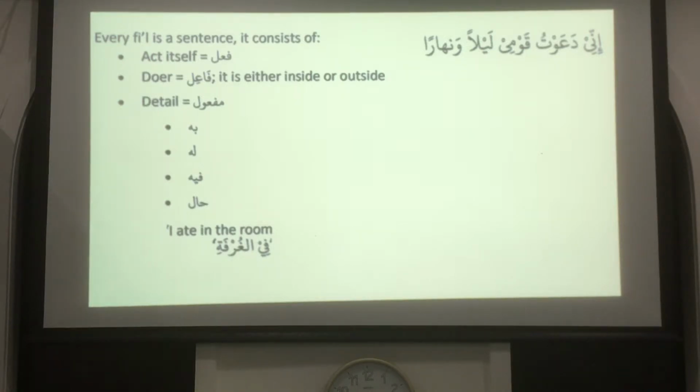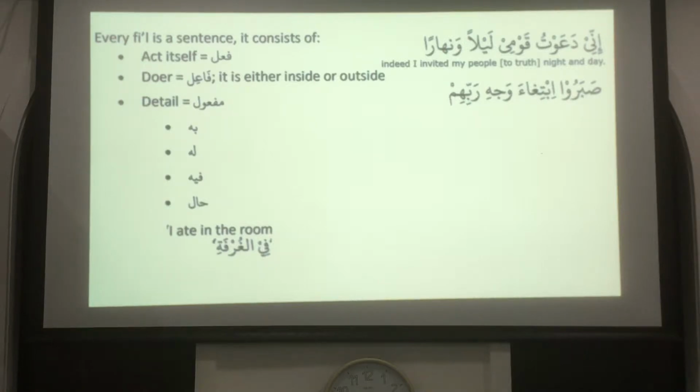Qawmi became jar because you have to tell my nation. If he would have said inni da'awtu qawman, I am giving dawah to a nation, maybe any nation. He didn't say that, but he knows these are his people, so that's why they call it my nation. Okay, clear? If we say his nation, it would be Qawmihi.